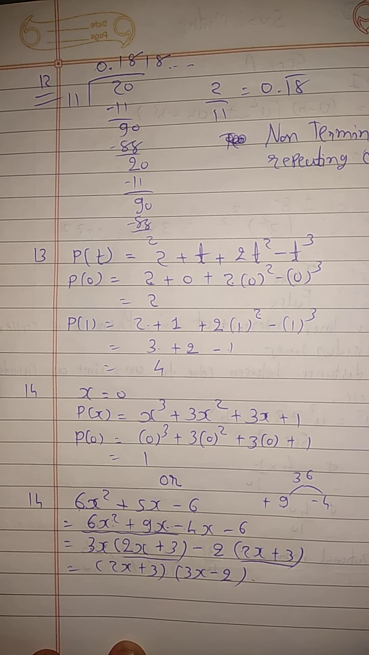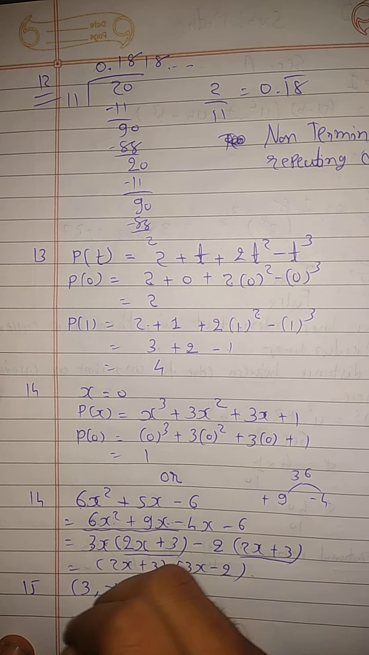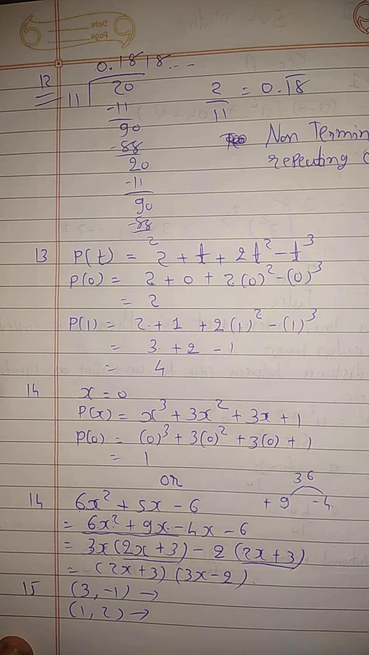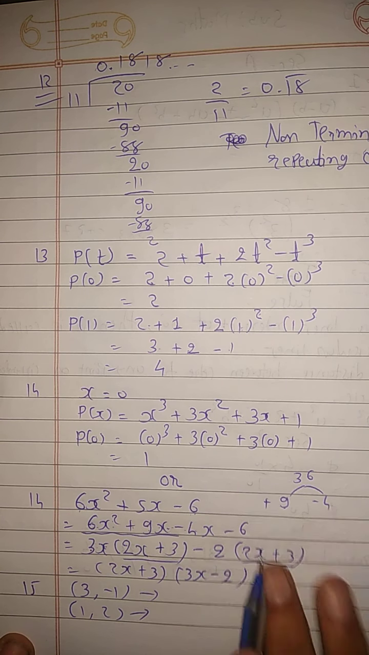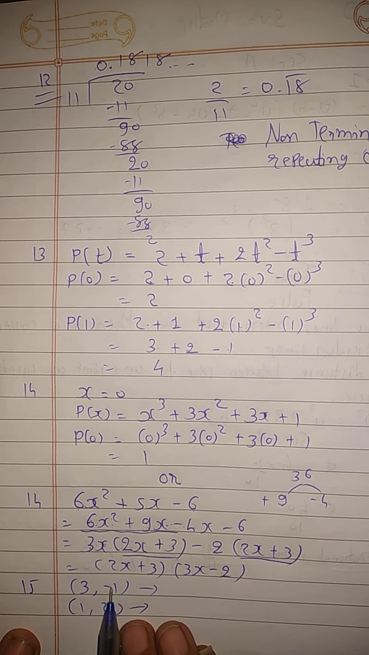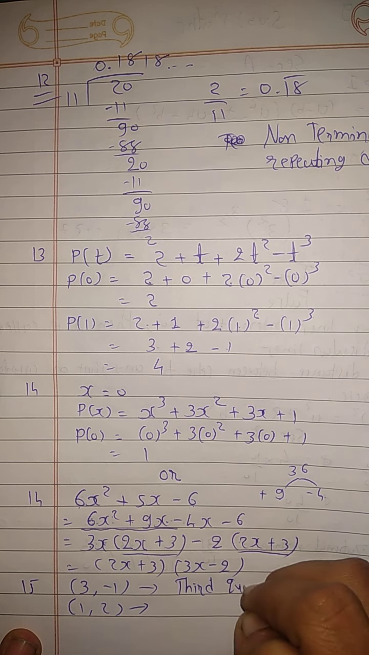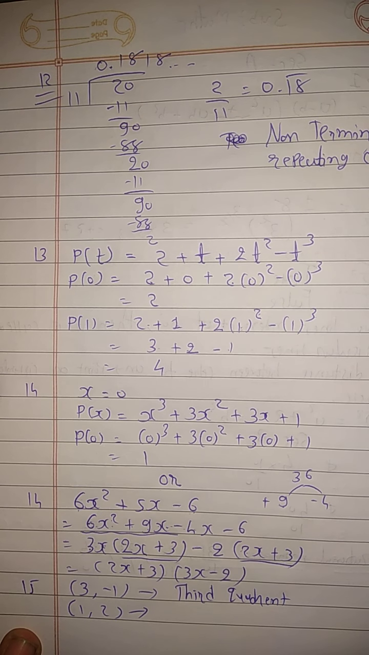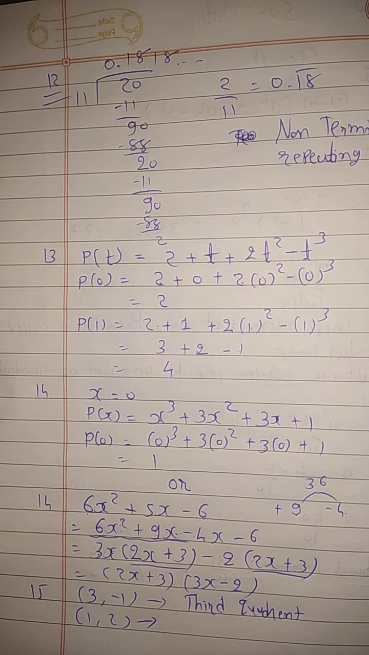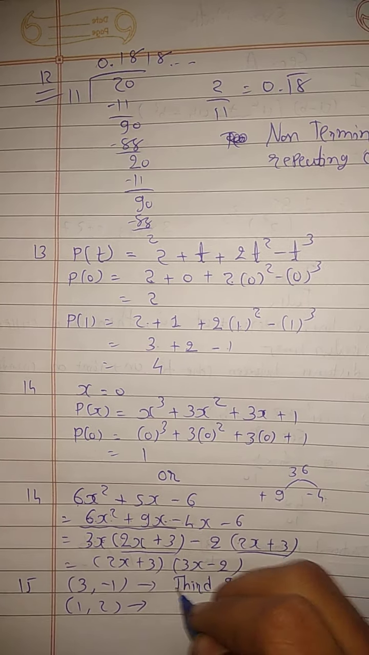After that, in number 15, our first point is 3, minus 1 and the second point is 1, 2. Now we need to tell in which quadrant this point lies. Here our x coordinate has a positive sign and y coordinate has a negative sign. This type of arrangement we have in the third quadrant. Sorry, in the third quadrant both the signs are negative, right? Plus and minus, this is in the fourth quadrant.